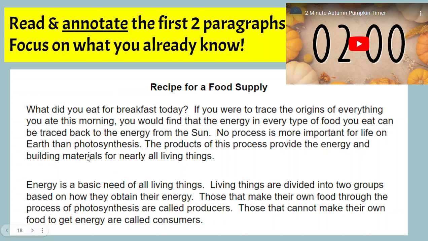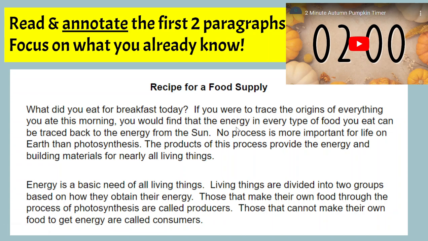So if I annotated this, I would maybe highlight the word photosynthesis, and I would say the products of this process. Well, what does that mean, the products of this process? I might underline or put a star by products because it says the products provide the energy and building materials for nearly all living things. So I might be thinking I need a little more information.